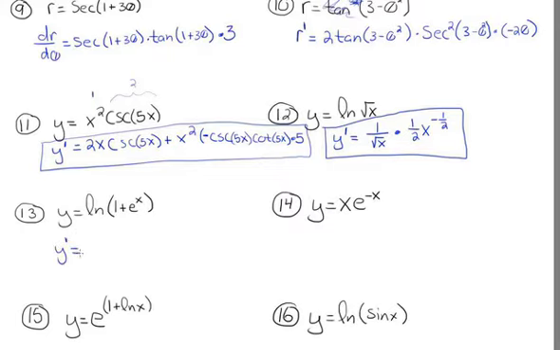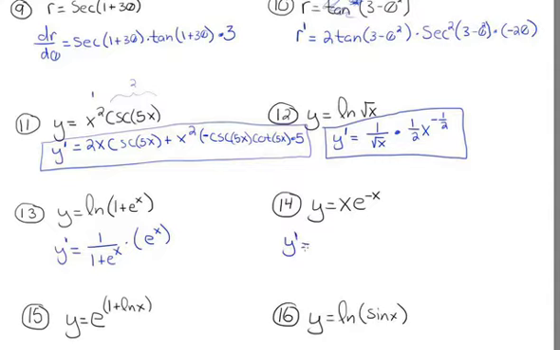13, another natural log question. So 1 over 1 plus e to the x, times the derivative of the inside. The derivative of 1 is 0, and the derivative of e to the x is e to the x.